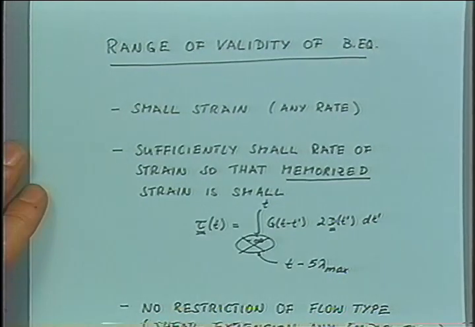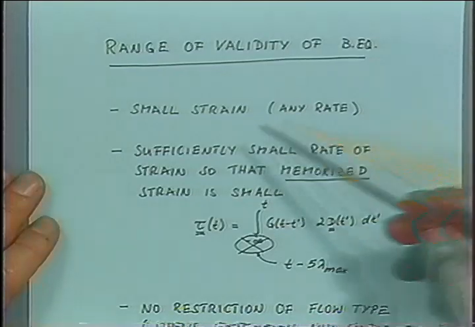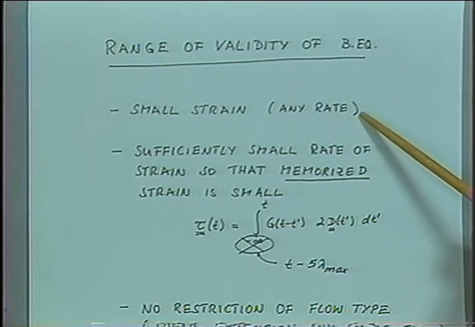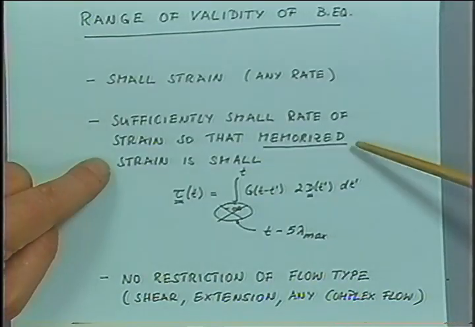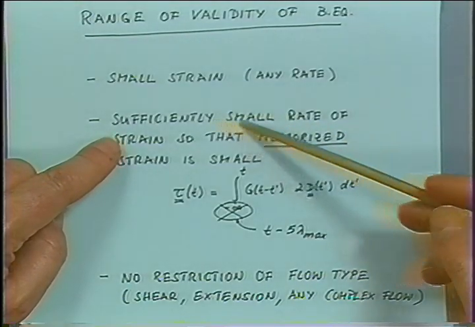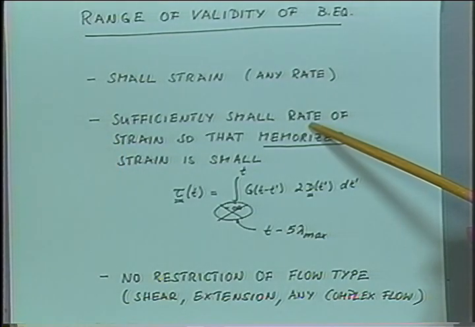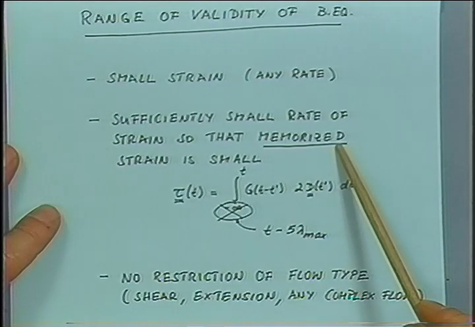As a reminder, the Boltzmann equation is only valid at small strains. At large strains, the material behavior is nonlinear, and we have to do something more. So the limitation is really small strain, and this could be at high rates, low rates. There's no deviation, so it's valid there. Now, if the deformation rate is sufficiently small, so that the relaxation of the material is competing with the building up of stress in the system, then the memorized strain in the material is very small.